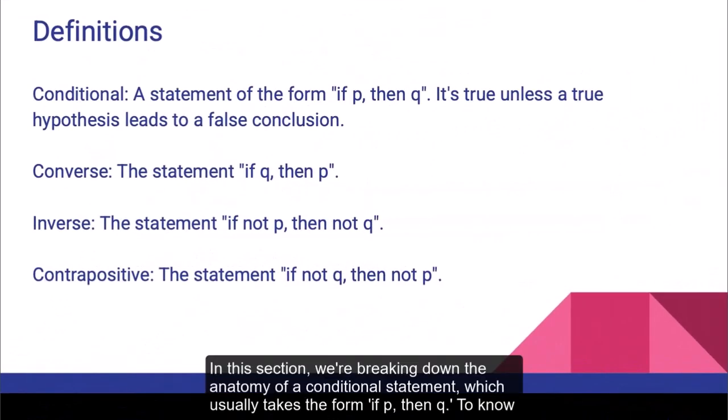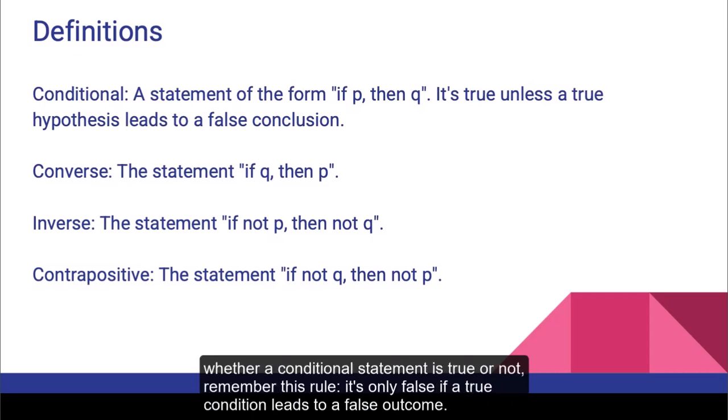In this section, we're breaking down the anatomy of a conditional statement, which usually takes the form if P, then Q. To know whether a conditional statement is true or not, remember this rule. It's only false if a true condition leads to a false outcome.